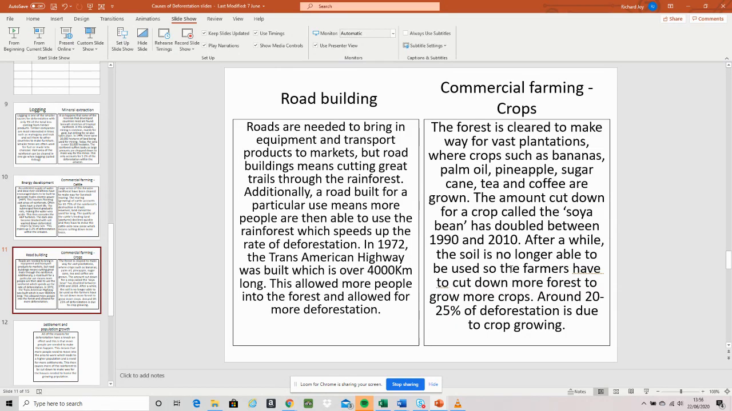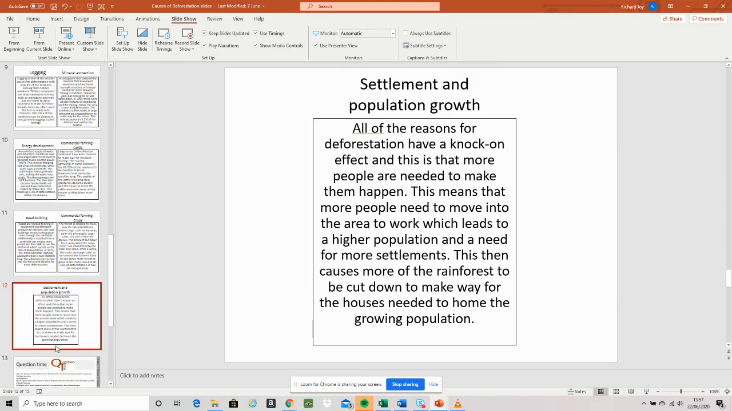Of course, the more that you encroach into the rainforest, the more you're going to need to build roads, which then cuts greater trails through the rainforest, which allows more people into the forest, which then leads us on to our last of the 6 options, which is settlement and population growth.